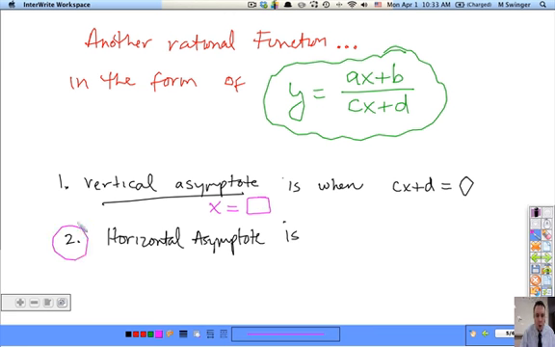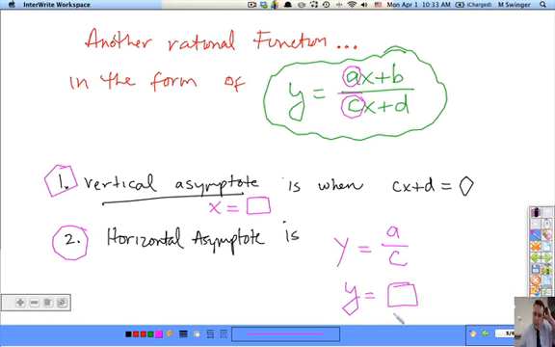Next one, how do you find the horizontal asymptote? It's always y equals. So x equals is this way, vertical asymptote. Horizontal asymptote is this way, y equals. All you do is take a and divide it by c. Where do a and c come from? Right here. The one beside the x in ax, divided by the c. Whatever those two numbers are, divide, and you have y equals some number. So there you go. That's how you find your asymptotes.